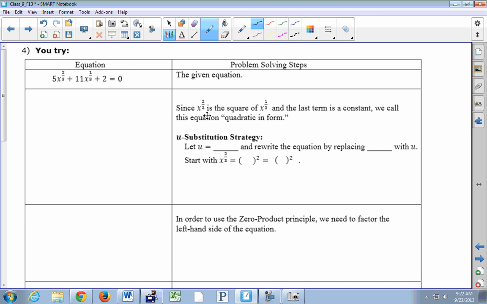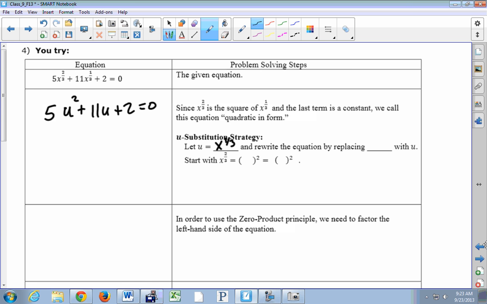This is exactly the same, folks, as the two we've just done, except for now you let u equal x to the 1/3. So you get rid of all of those ugly fractions. So this becomes 5u squared plus 11u plus 2 equals 0. And then you need to factor that. So u equals x to the 1/3.